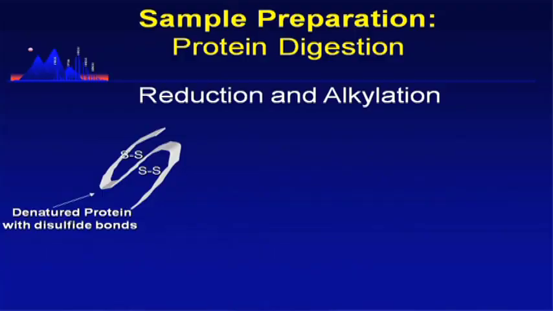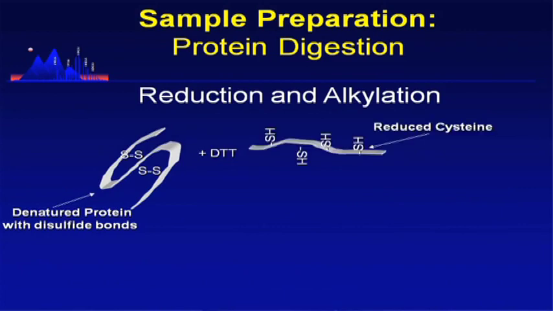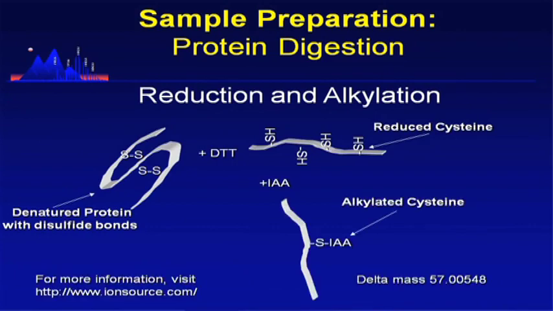So, in more detail, this reduction and alkylation step. Here's our protein. It's already been denatured, but it's got a couple of disulfide bonds, so it's still partially folded, and trypsin is going to have a hard time getting into some of these sites in these folds to cleave this protein if we didn't reduce it. So we add DTT, we open this protein up, and now we've got these reduced cysteines. We add our alkylating agent, and now we have our modified cysteine residues.